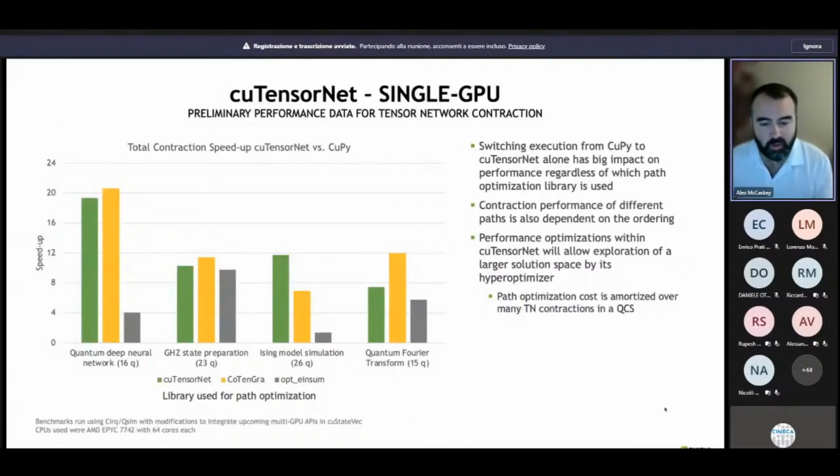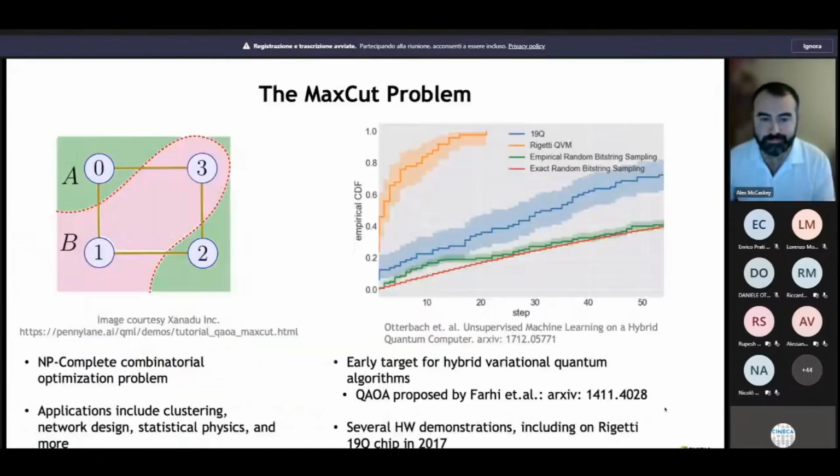And then on a single GPU, here are some performance results for different algorithms using the QTensorNet contraction path calculation mechanism versus just standard cuPy, just using the tooling and the available programming model from cuPy. We're seeing pretty good speedups here, right? For the deep neural network approach on 16 qubits, we're seeing almost 20 times speedup. And then of course, around 10x speedup for some of these other algorithms.